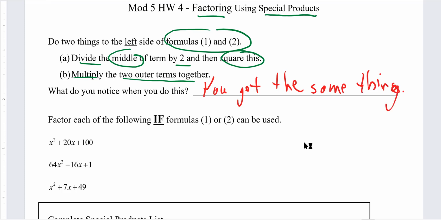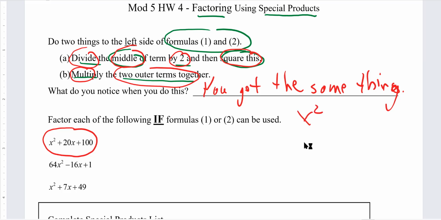What that's telling you is these formulas only apply if, when you take the middle term and divide it by 2 and square that, you end up getting the same thing that you would have gotten if you multiply the outer terms together. So the first question is, does that formula apply to x squared plus 20x plus 100?